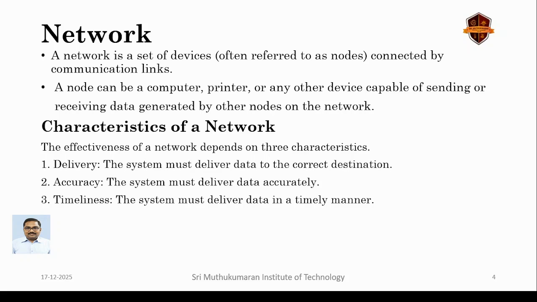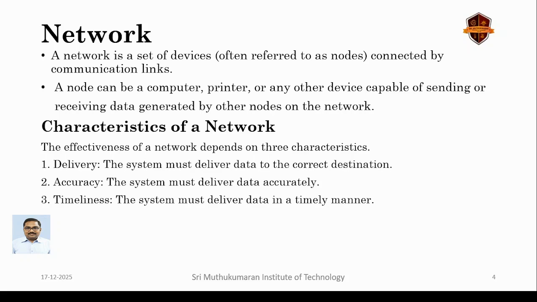Next we will see about the characteristics of networks. In order to have the effectiveness of the network, there are 3 characteristics. Number 1 is delivery. That is, the system or the node must be able to deliver the data to the correct destination. So the source must choose the correct destination in order to deliver the data.